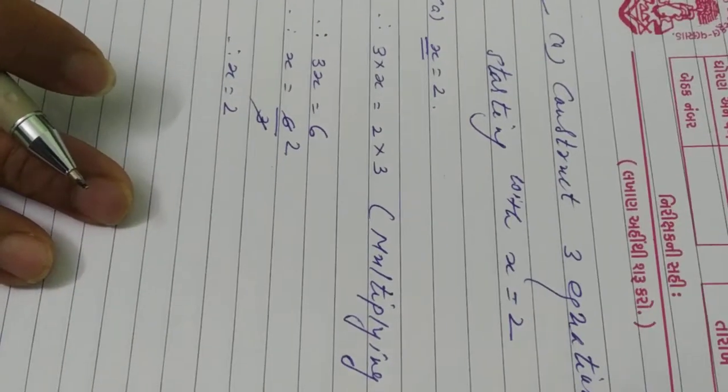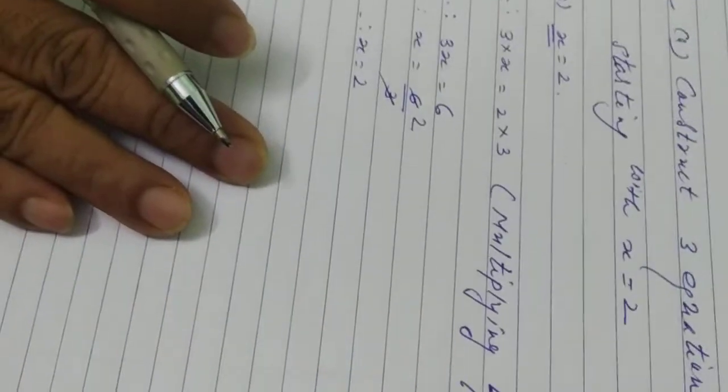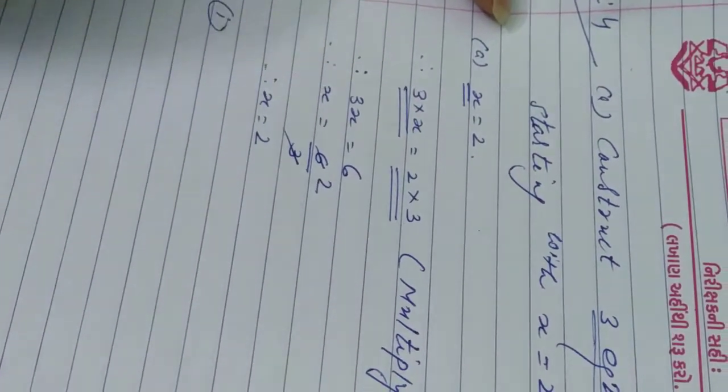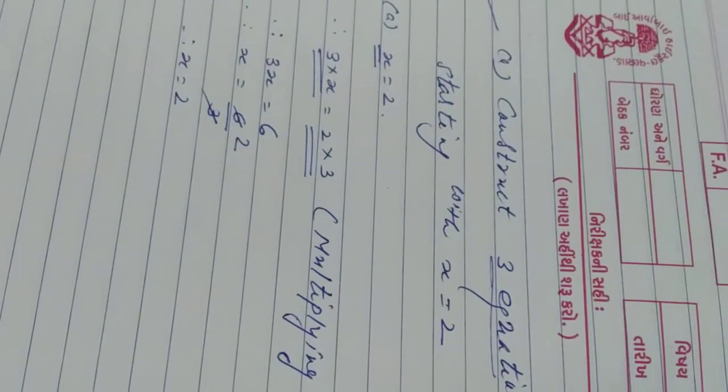Same way, maybe another equation. Maybe here we have taken multiplication. Now in the next example, how many, 3 equations we have to make. So maybe another one equation will make.